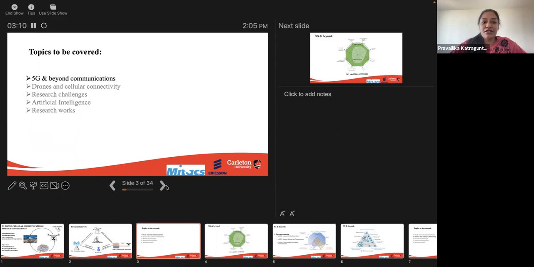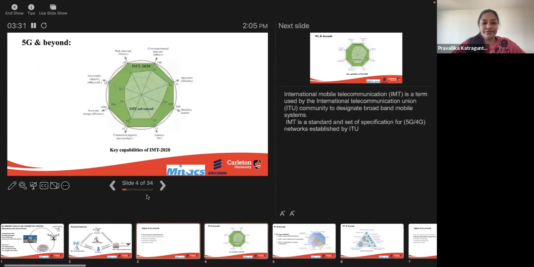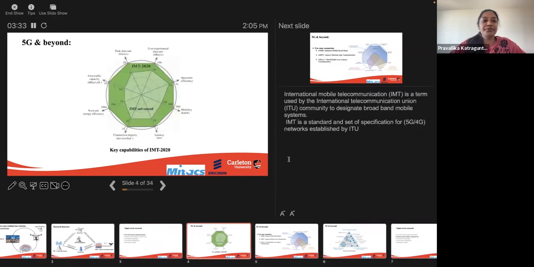So in this presentation, we will be giving a brief explanation of what is 5G and beyond communications and drones and cellular connectivity. Then we will be discussing the research challenges. Then we will give a brief introduction on artificial intelligence, and we will briefly explain our research works in the end. A lot of people might have this question: why are we using 5G, what is the importance of 5G, and why not 4G?